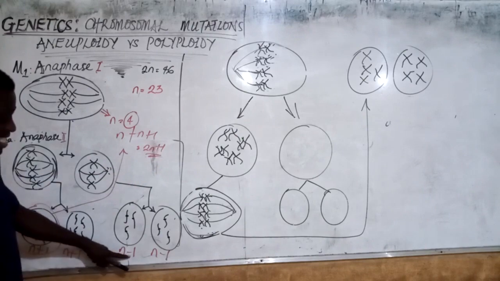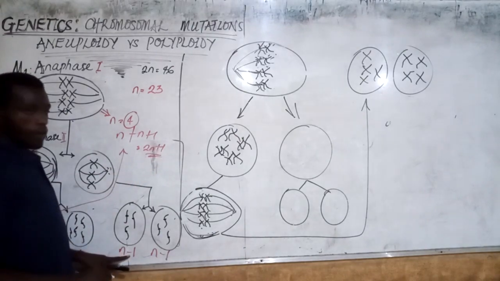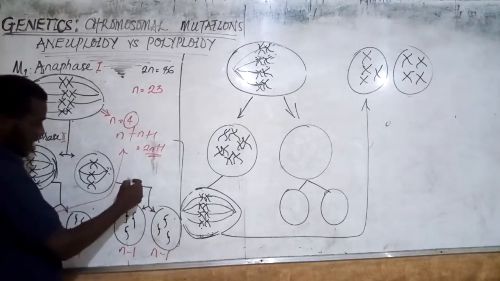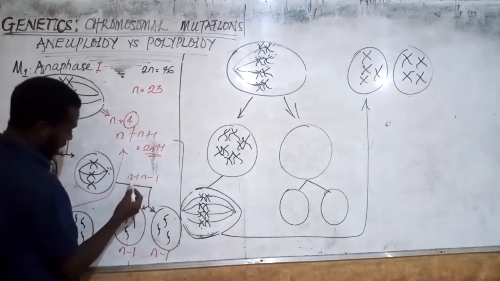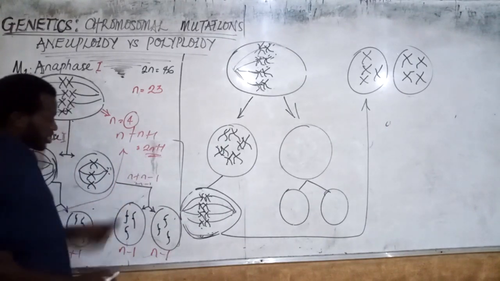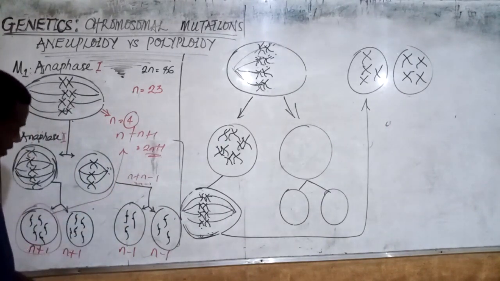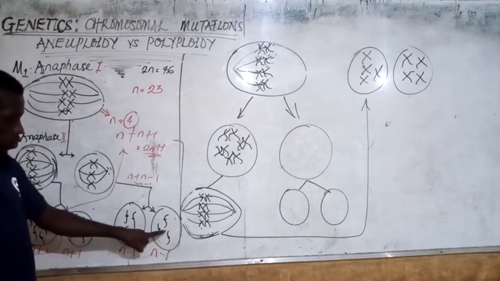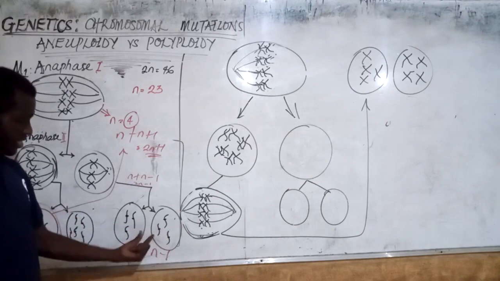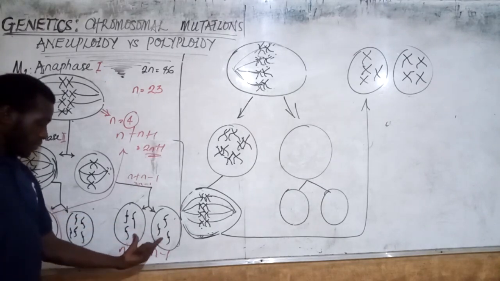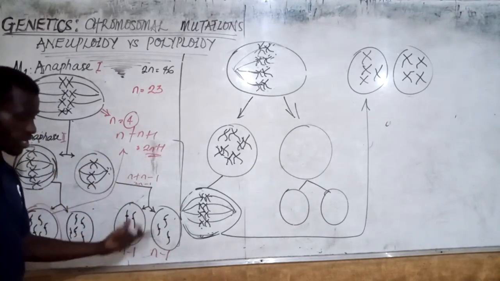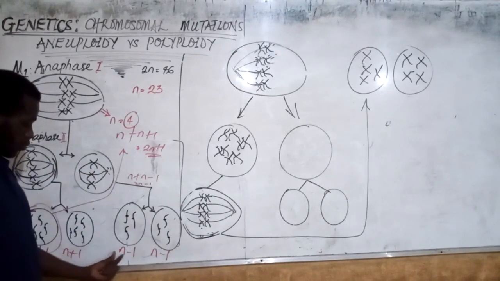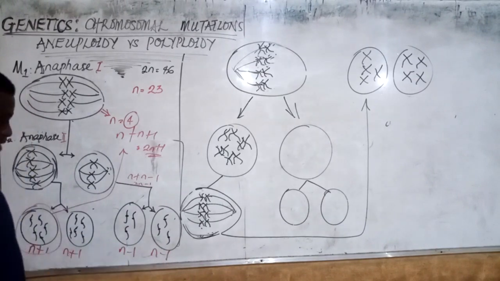While if this one fertilizes a normal n cell, it's going to be n plus n minus 1, and that will be 2n minus 1. This is a condition known as monosomy. Alright? But if it fertilizes one that experiences this kind of division, it is going to be n minus 1 plus n minus 1, and that will be 2n minus 2. That is called nullisomy.